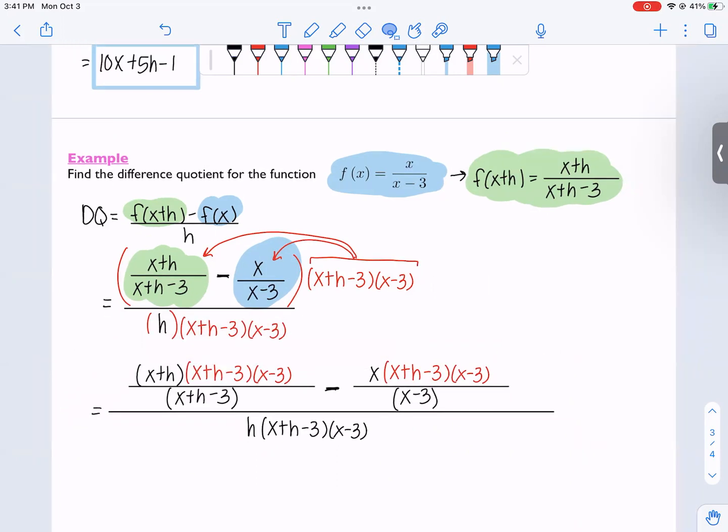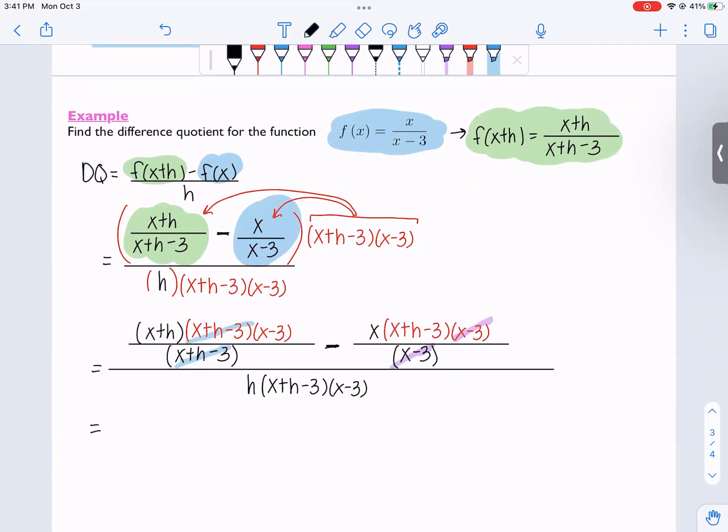Once again, I am trying to simplify this complex fraction, so I'm multiplying both of these fractions in the numerator by this, which ends up being the LCD of these two fractions. When I do that, here's the fun thing that happens. I get some stuff that cancels. X plus h minus 3 cancels over here. On the other side, x minus 3's cancel.